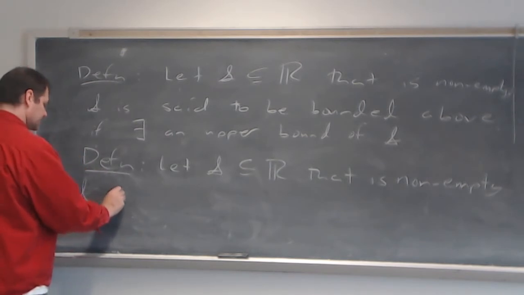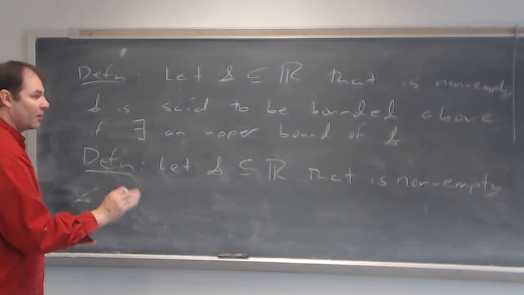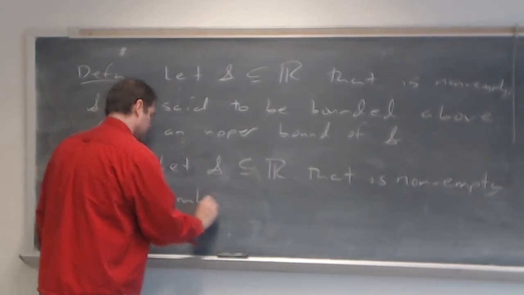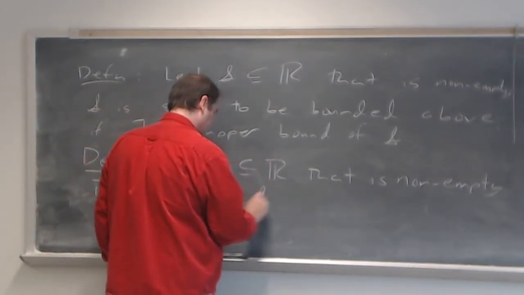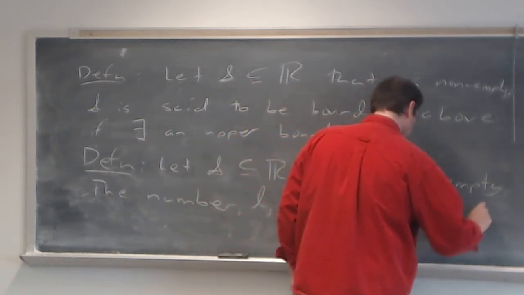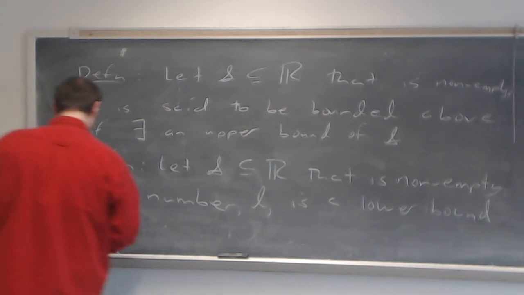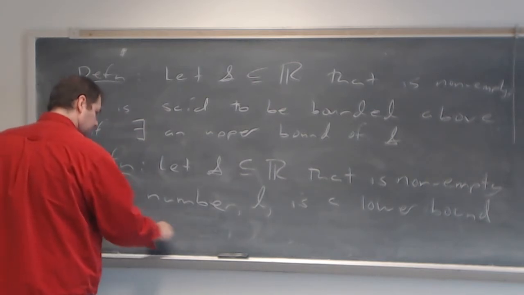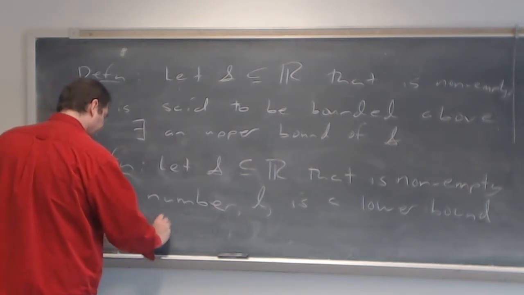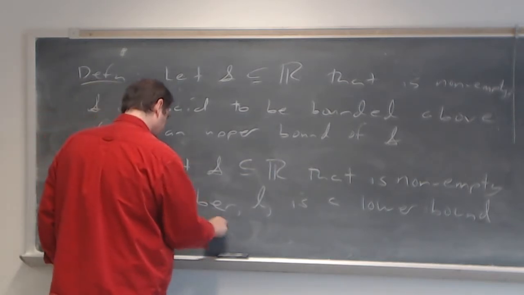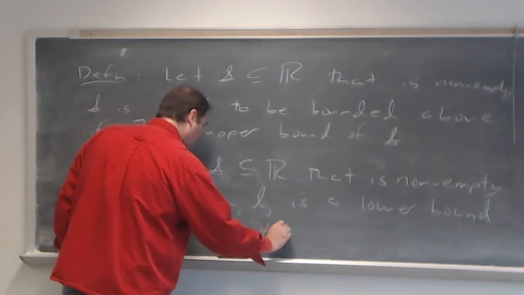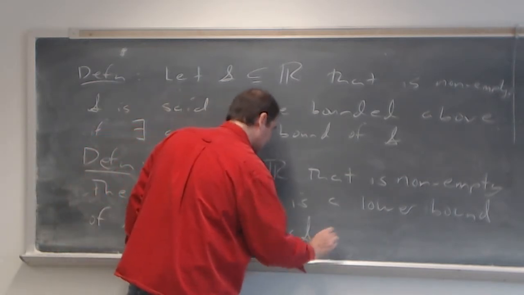Then script S is, I'm sorry. Then what I'm going to say, the number, I'm going to call it script L. The number L is a lower bound of script S, that's 7. If L is less than or equal to S for all S in script S.